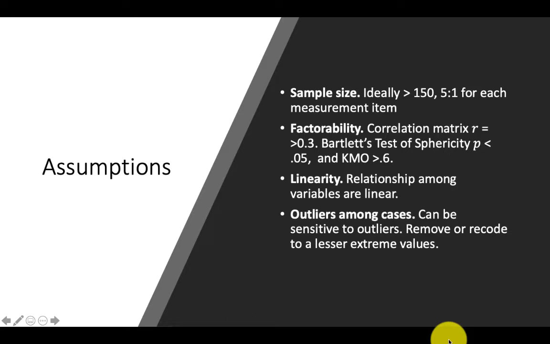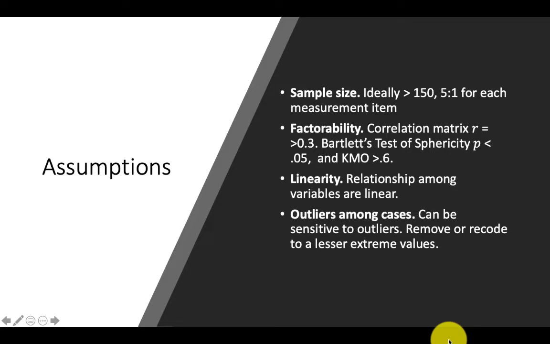Factor analysis also considers factorability. This can be analyzed by looking into the correlation matrix as well as the KMO, the Kaiser-Meyer-Olkin, and the Bartlett's test of sphericity. Your KMO must be more than 0.6. Your test of sphericity should be significant, with a p-value less than 0.05. As well, the correlations in the correlation matrix should be more than 0.3.